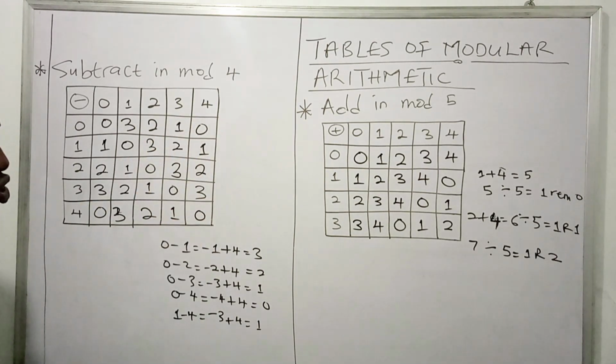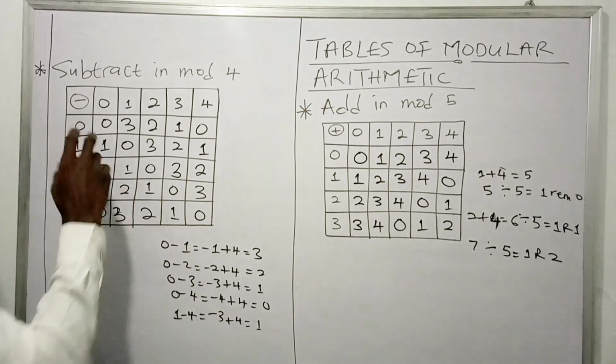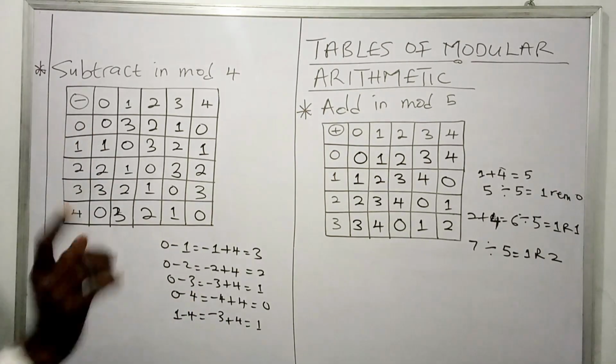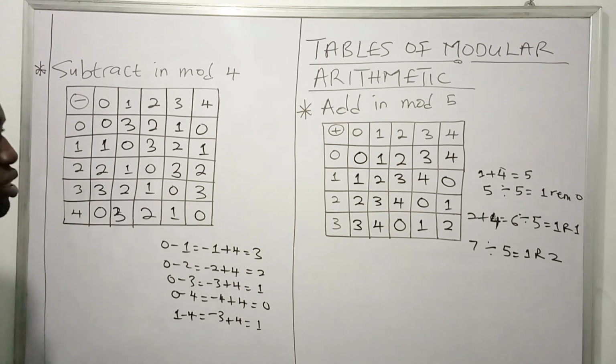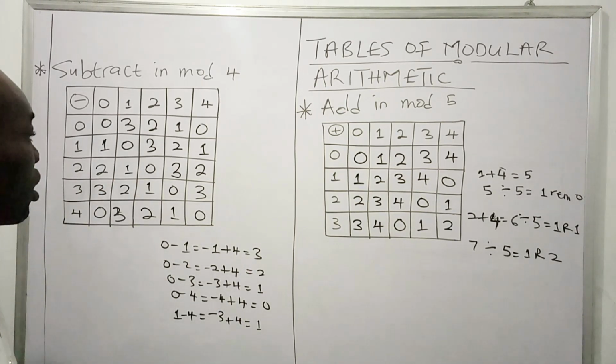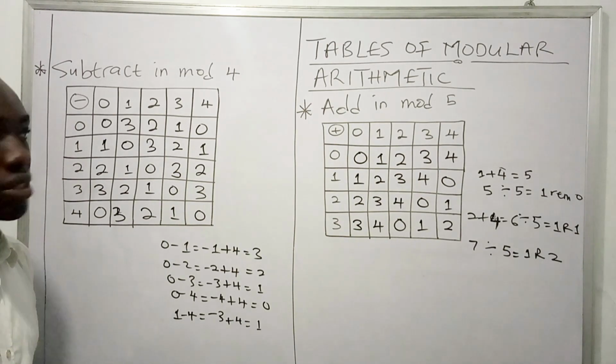So the thing for subtraction is this. If you subtract and you have a negative difference, you add the modulus to it until you get the first positive integer, and that becomes the value for that required box.